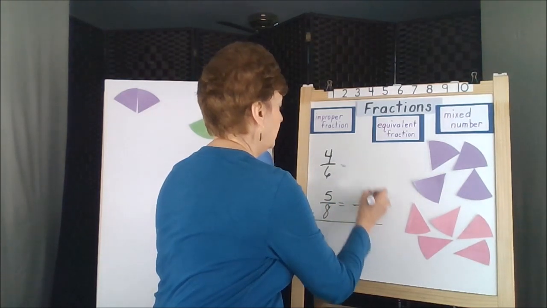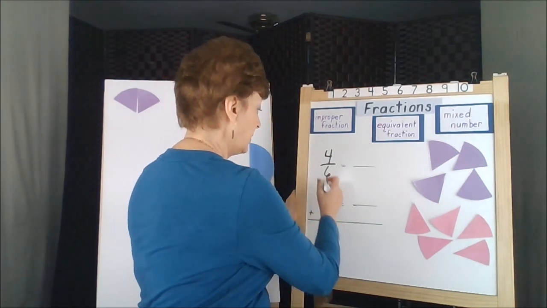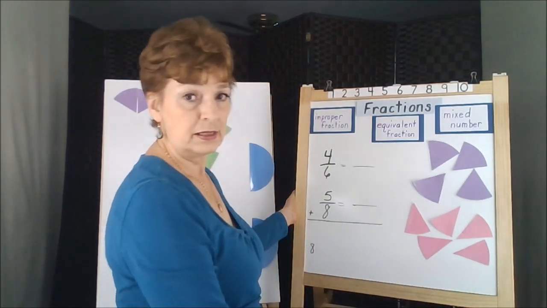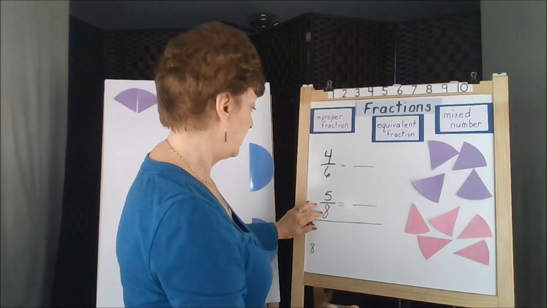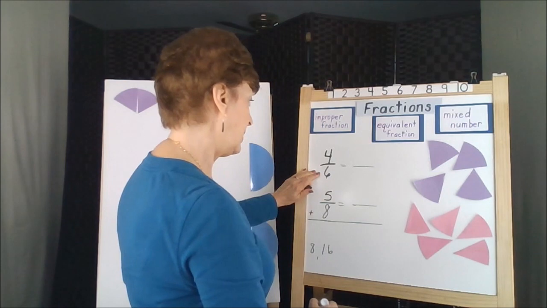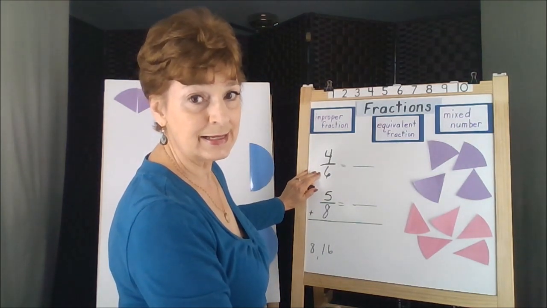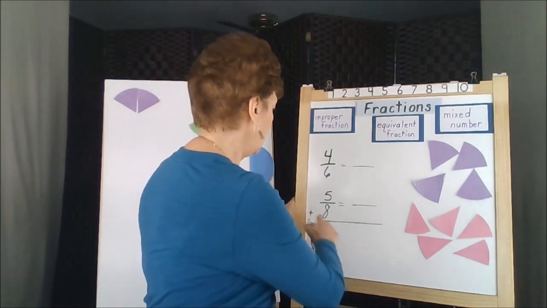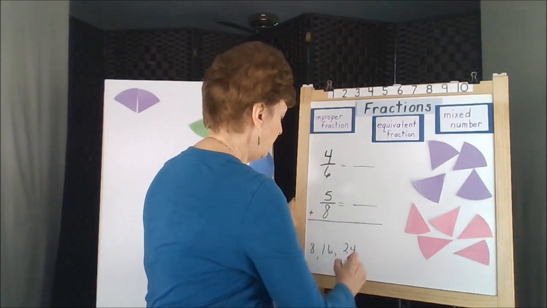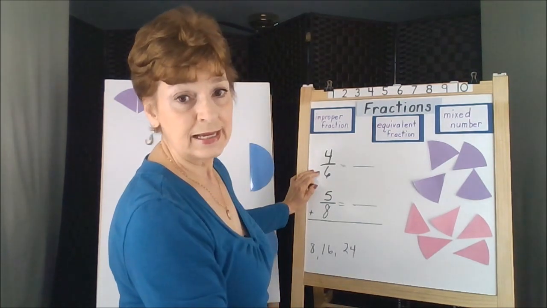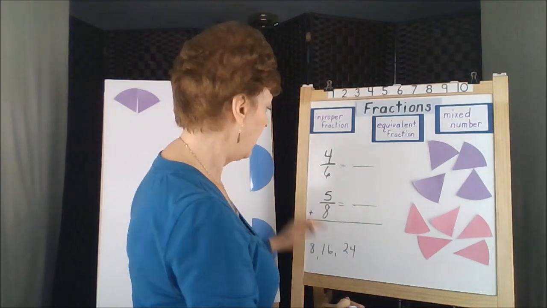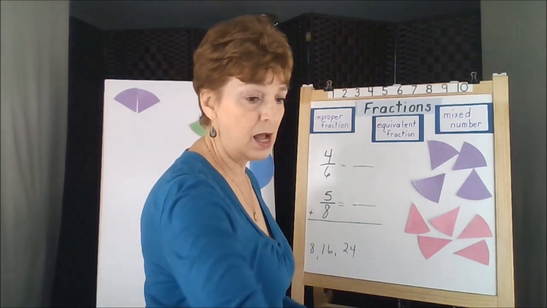Set up my board. Okay, so will 6 times anything give us 8? No. How about 8 times 2 is 16? Can we multiply 6 by anything to get 16? No. Let's go 8 times 3 is 24. Is there anything we can do to 6 to make it 24? Yes, 4 times 6 is 24. This is our least common multiple.